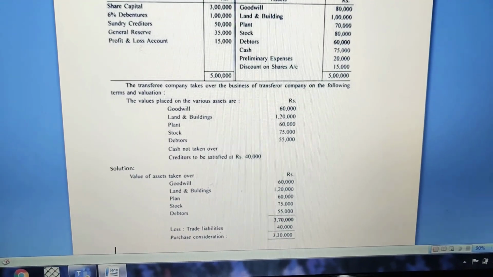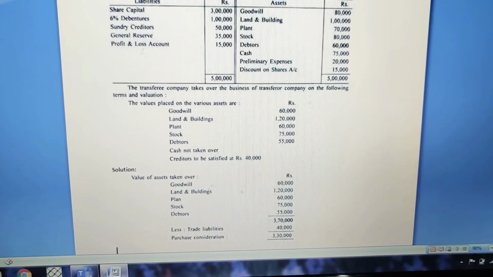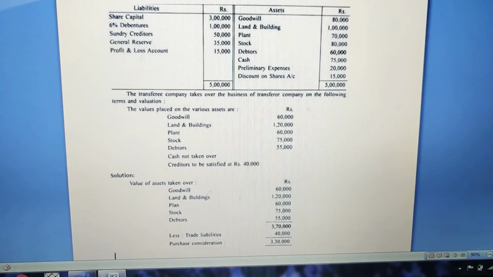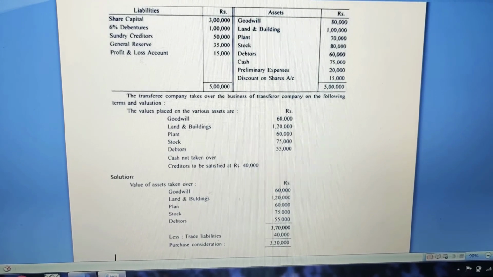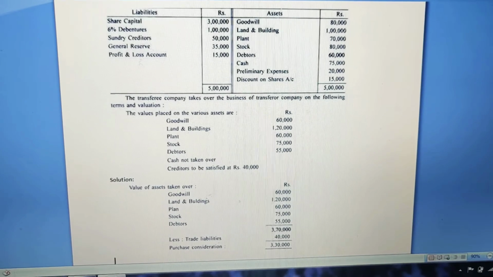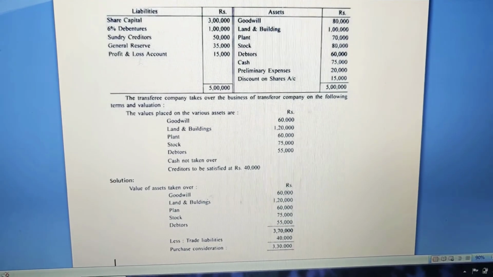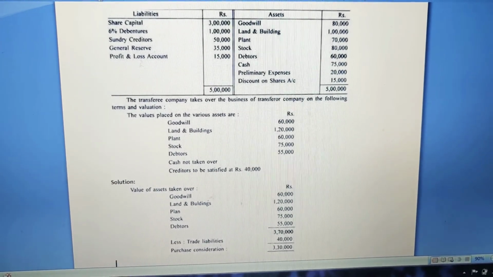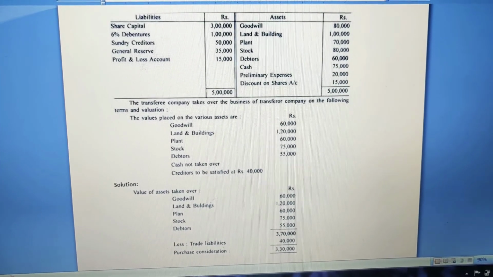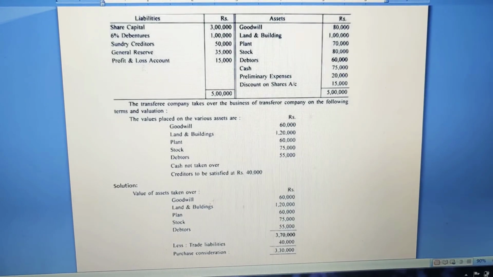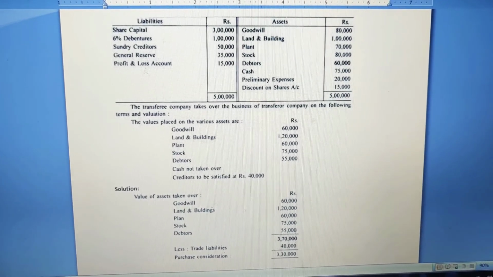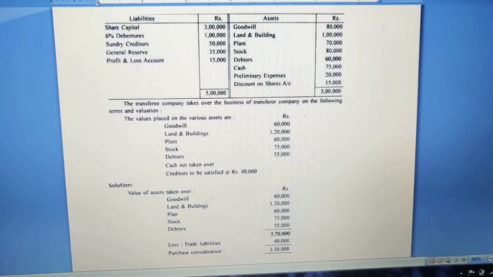Let's move further. It is given in the adjustments that the transferee company takes over the business of the transferor company on the following terms and valuation, and these are the values placed on the various assets. We have already discussed in the net assets method that the transferee company can take the assets at the agreed amount and not the book value given in the balance sheet.